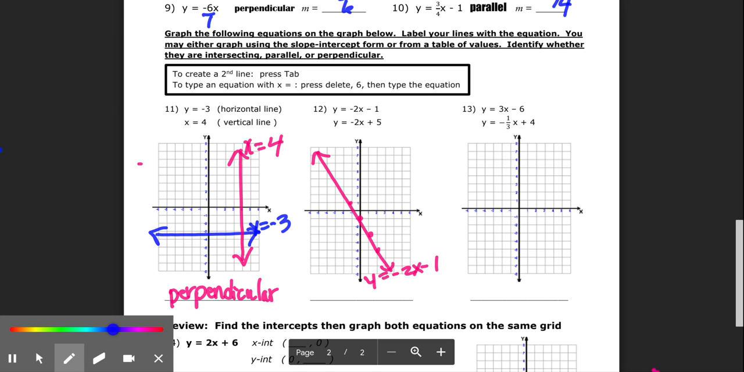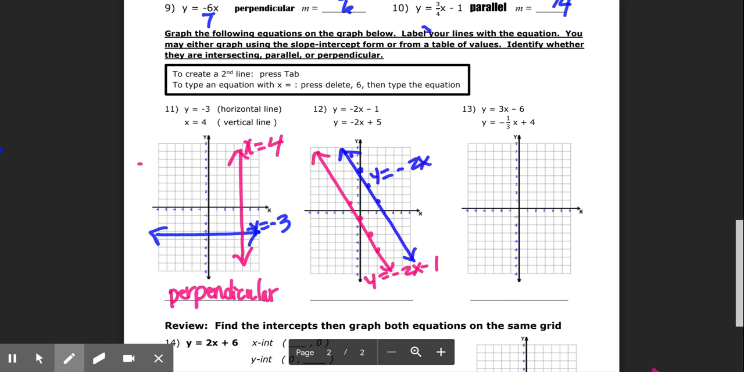And then the other one, we're going to start up here at 5. 1, 2, 3, 4, 5. And then we're going to go down to right 1, down to right 1, or we can go up to left 1. It does not matter. And I'll go ahead and draw that. And we see that they are parallel. And the reason why they're parallel is because their slopes are the same. So these are parallel.